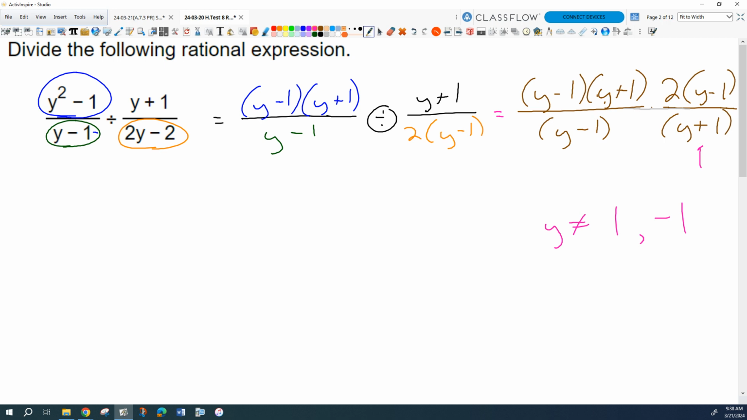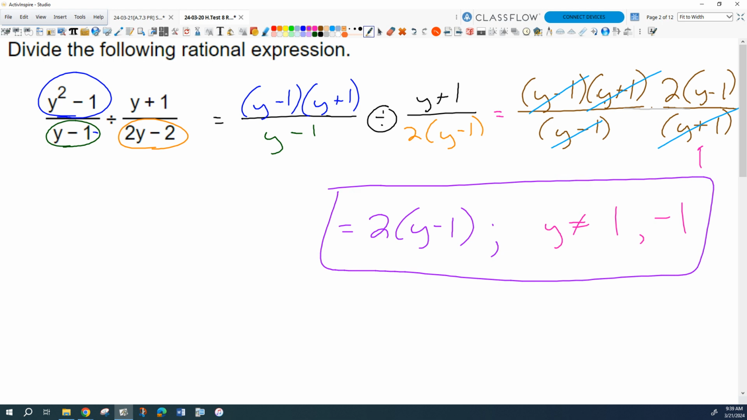Cancel. There we go. We cancel like factors. What cancels? Y minus 1, y plus 1. Okay, and so our final answer then, we've got nothing, 1 on the bottom, so I don't even need to write it. There's no denominator anymore other than 1. On the top, I just get 2 times the quantity y minus 1. So there's my answer. Good? Okay. All right.